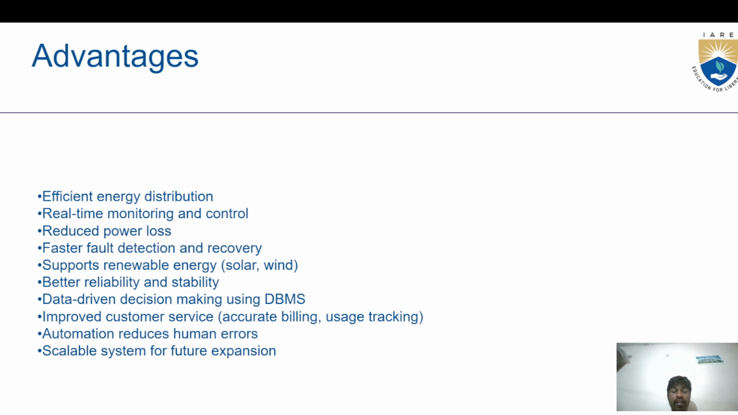And also we have accurate billing, and we can track the power, the electricity, and how it is flowing from the power grid to the consumer and from the consumer to the power plant. Like I've said, it is a two-way communication system. It is an automated system, and automation reduces human errors. It is a scalable system for future expansion.